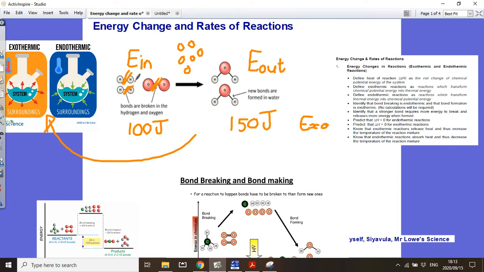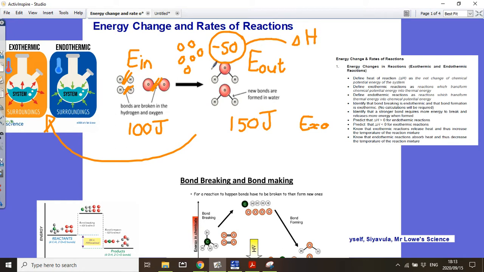But now you need to think about these chemicals. The chemicals are taking in 100 joules and they're giving out 150 joules. Did the chemicals end up with a lack of energy or more energy? If they only took in 100 and gave out 150, the chemicals end up with minus 50 joules of energy. And this is the energy that we are looking at when we say delta H.